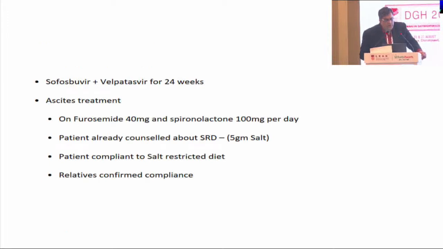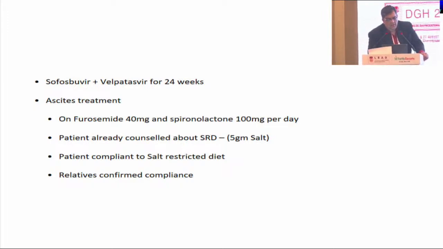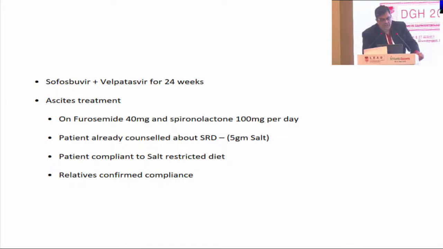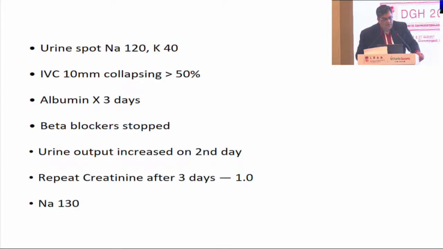So this patient was started on sofosbuvir plus velpatasvir, and for ascites, he has been treated with furosemide plus spironolactone 100 milligrams per day. Patient has already been counseled about the salt-restricted diet, and has been compliant, which has been confirmed with the relatives. So now, is there anything else that you want to do? This patient is still having ascites. Can we have the next panelist, please?